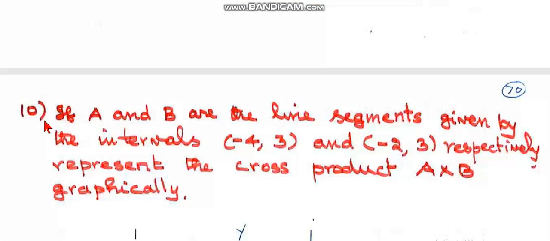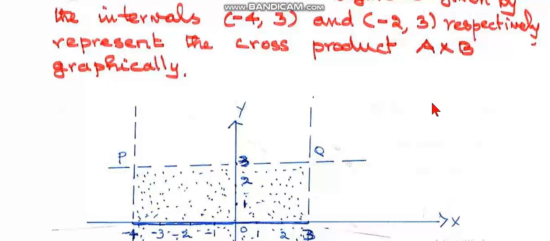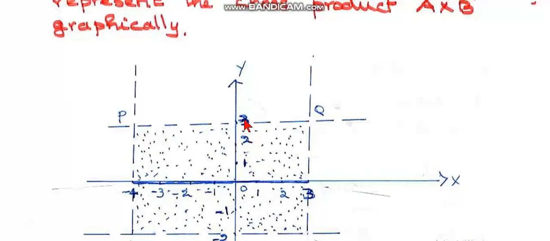Then question number 10. If A and B are the line segments given by the open intervals -4, 3 and -2, 3 respectively, we have to represent the cross product A cross B graphically. Now we have to find A cross B, so you take the interval -4, 3 along x-axis and the interval -2, 3 along y-axis. Then this rectangle PQRS, excluding its boundary.